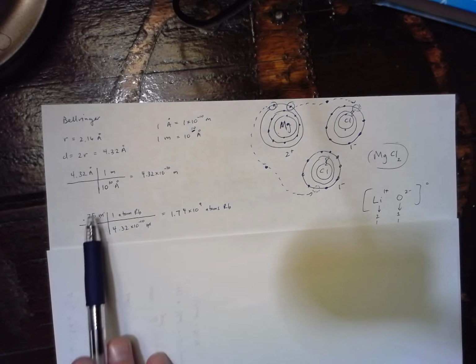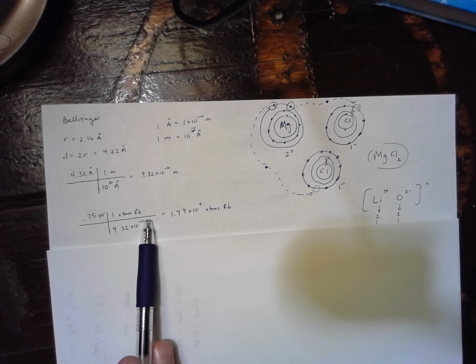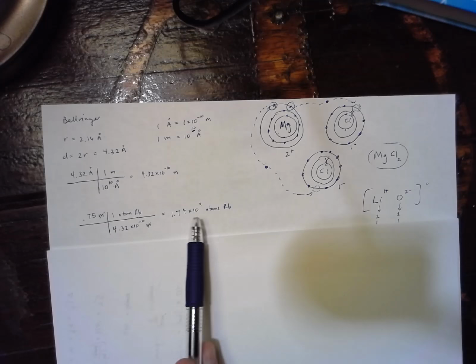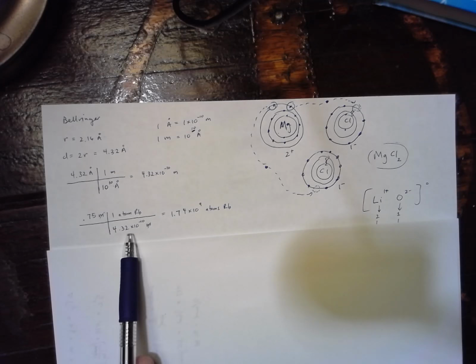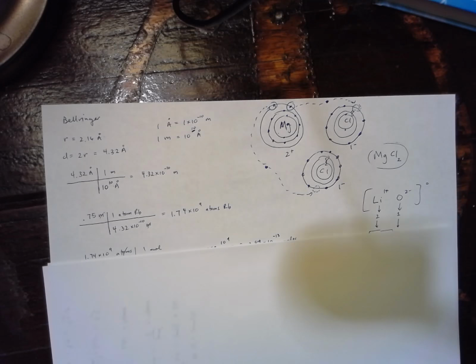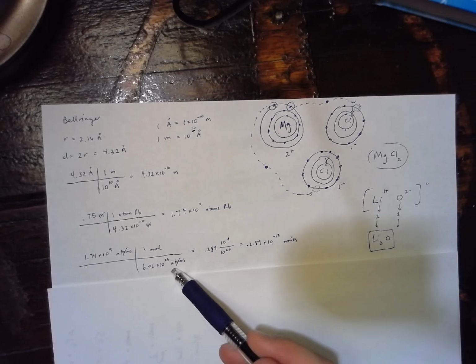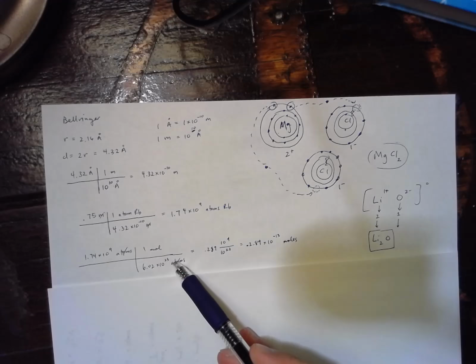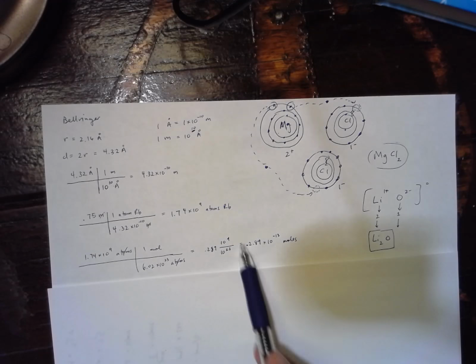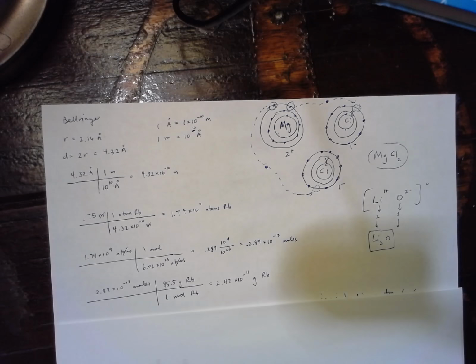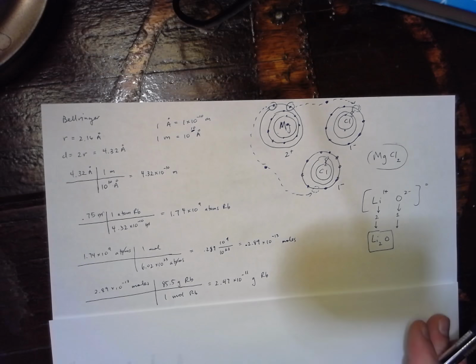When you divide by a number that's got a negative exponent, it actually makes it a big number because we're dividing by a very small number. And then we want to know how many moles that is. You guys are familiar with this, so I won't spend a whole lot of time, but 1 mole is 6.02 times 10 to the 23rd atoms. The atoms cancel out, and we end up with 2.89 times 10 to the negative 13th moles. And then we're curious how many grams that is.